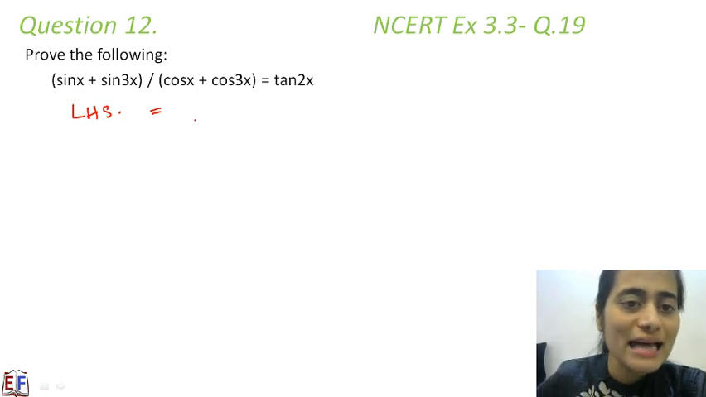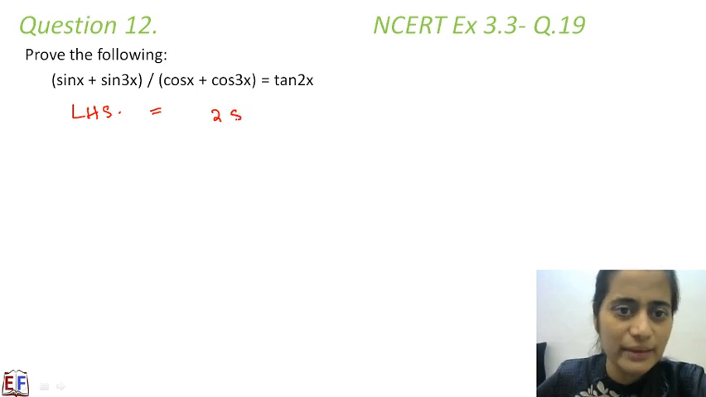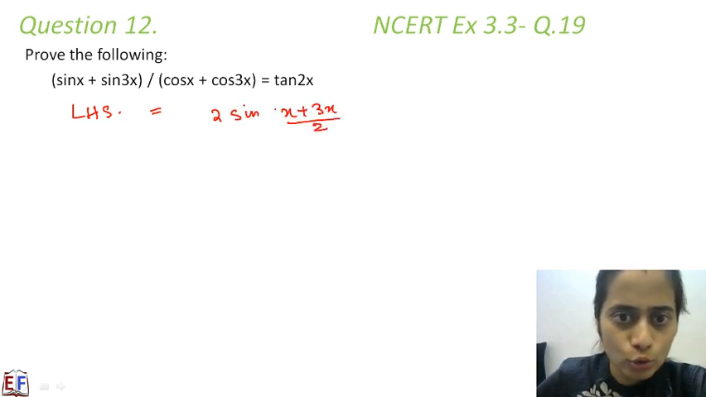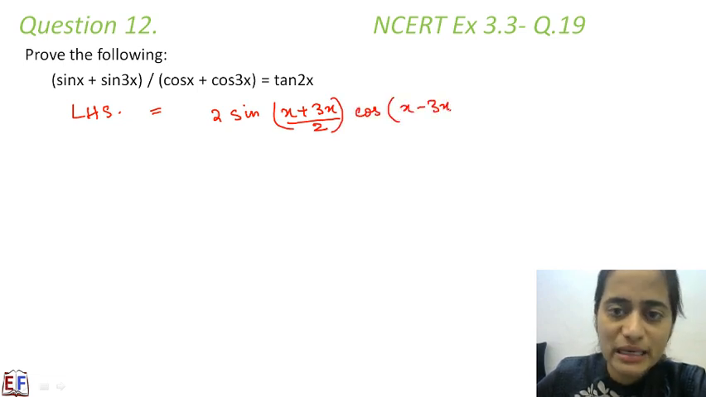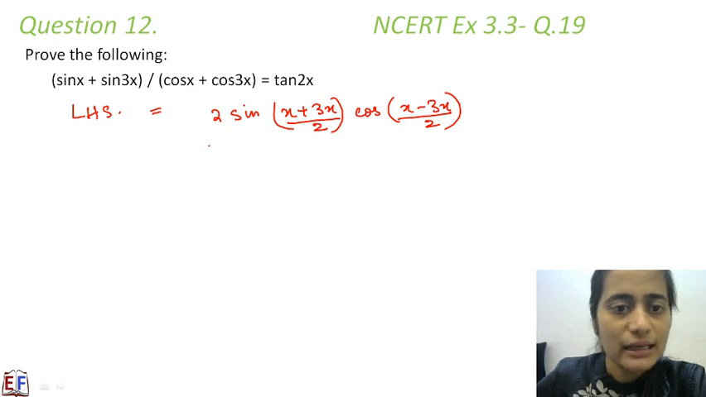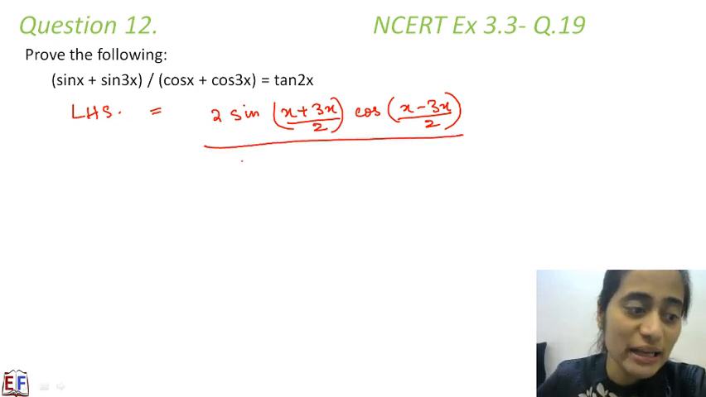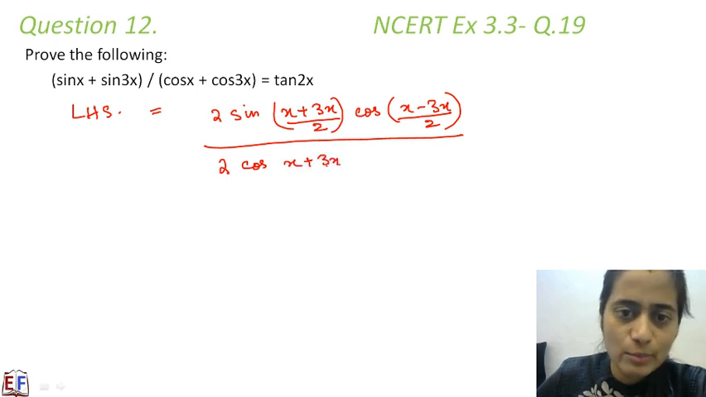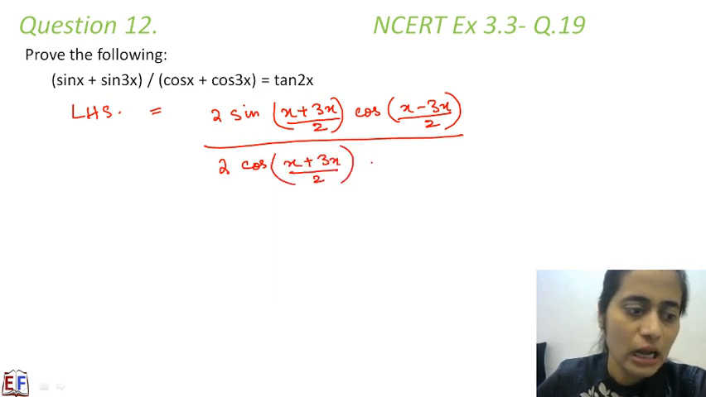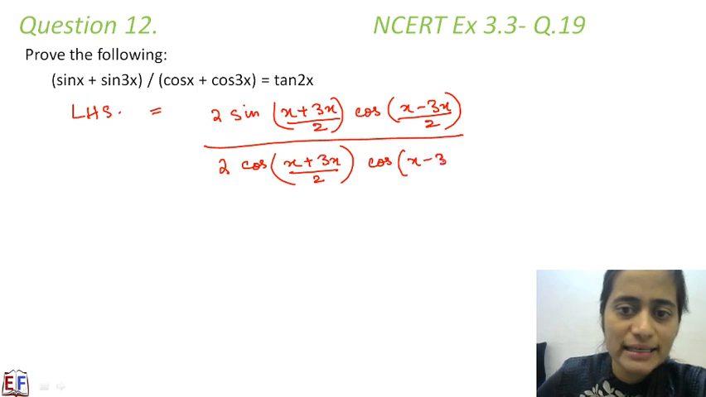So we know that sin a plus sin b is equal to 2 sin (a plus b)/2 cos (a minus b)/2. This divided by cos a plus cos b, which is equal to 2 cos (a plus b)/2 cos (a minus b)/2.